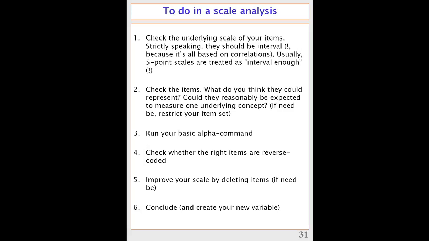You run your alpha, you check whether the right items are reverse coded, you improve when necessary, and then in the end you conclude, okay, this is good enough, and now I create a new variable. In the beginning, the variable was called happy, and we get rid of all the separate items; we don't use those anymore. Or we conclude there's nothing that I can do here, there's not a single scale decent enough to create with these items, and then tough luck. You may have measured 17 items, but none of them is of any practical use.